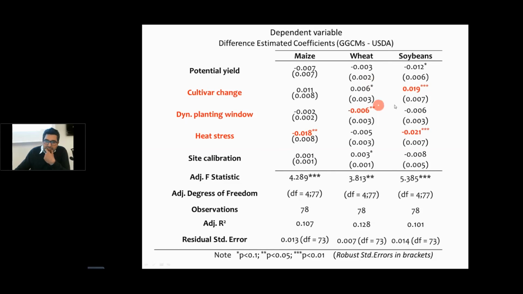There are other parameters which also play a role, namely cultivar change and dynamic planting window, which are basically the adaptation within the crop model. So they also have an influencing effect on what drives the divergence in results. Now, this particular thing is not done in literature as far as we are aware, so it is quite an important step to help the crop modelers understand why the results vary with each other as well as with the statistical models.